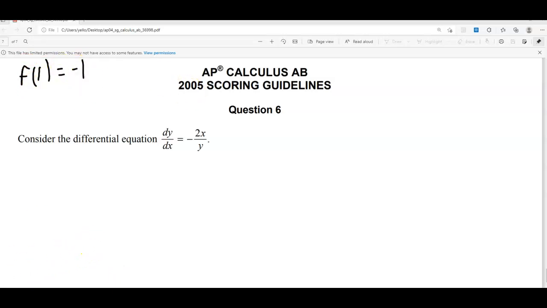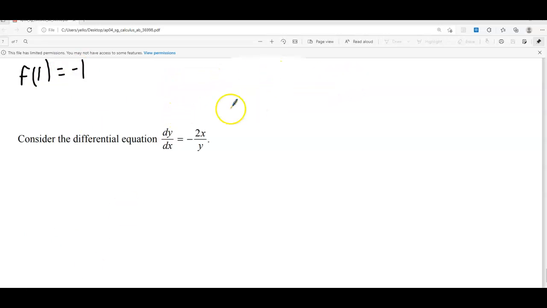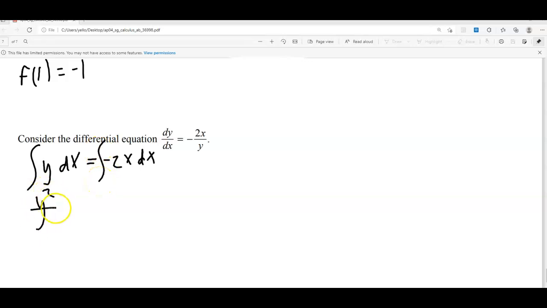So there we have it. Let's go ahead and begin the problem then. So once again, step 1 is to separate the variables. So I'm going to multiply both sides by y and dx. Now if I do that, I get the following. So that's worth 1 point. The next thing I would do is I would integrate both sides. The left side is going to become y squared over 2. The right side is going to become -x squared plus c.